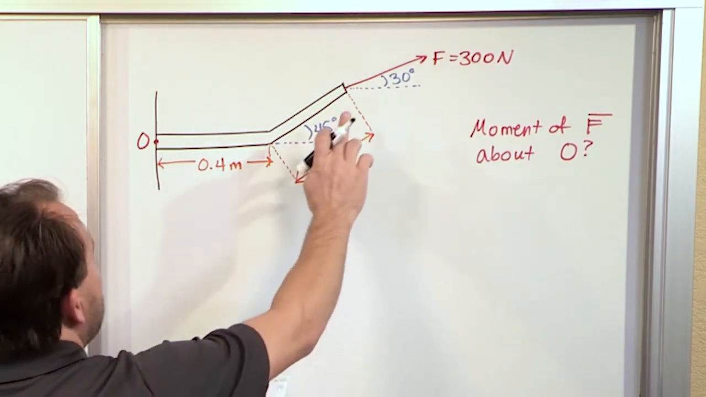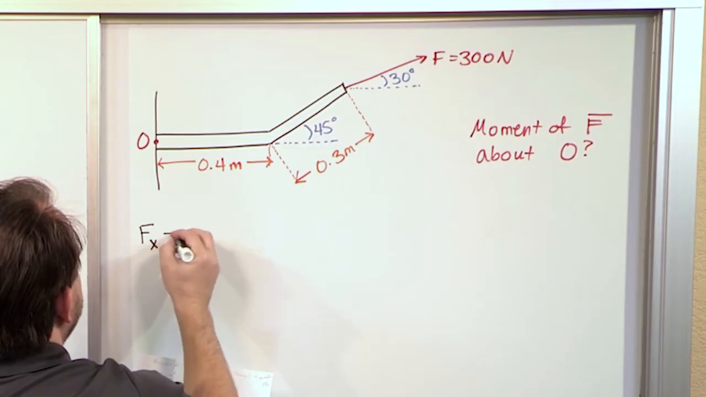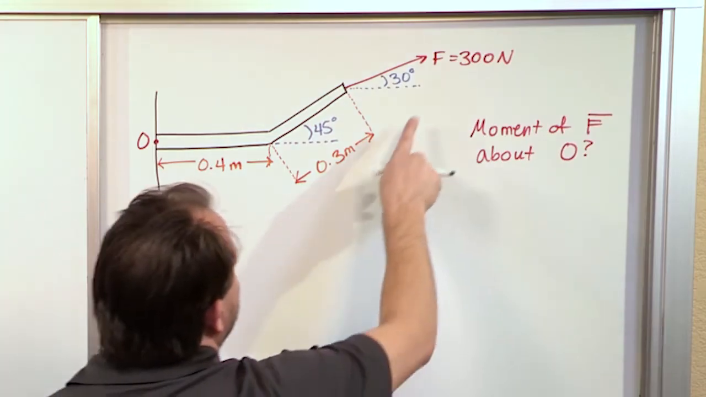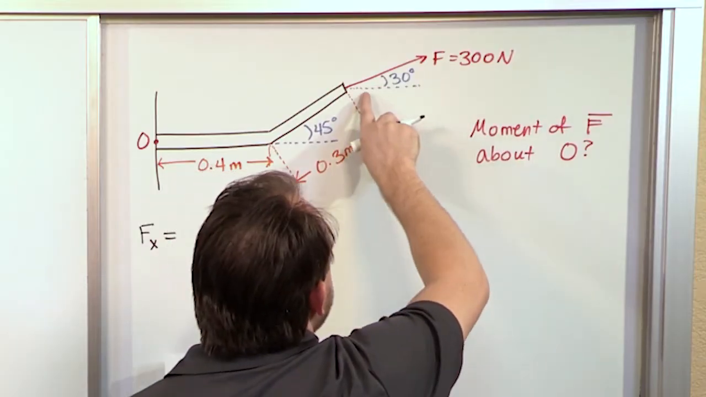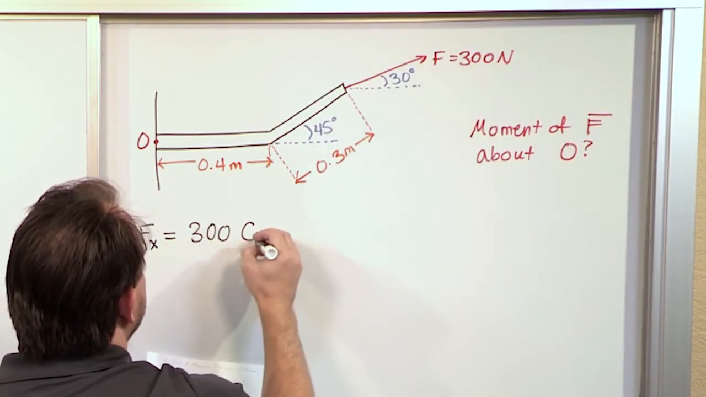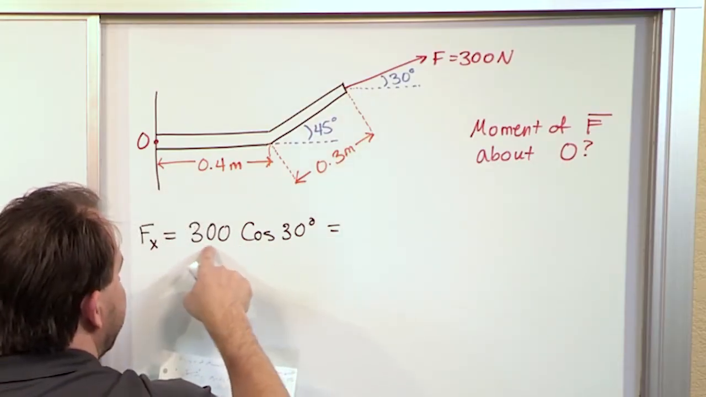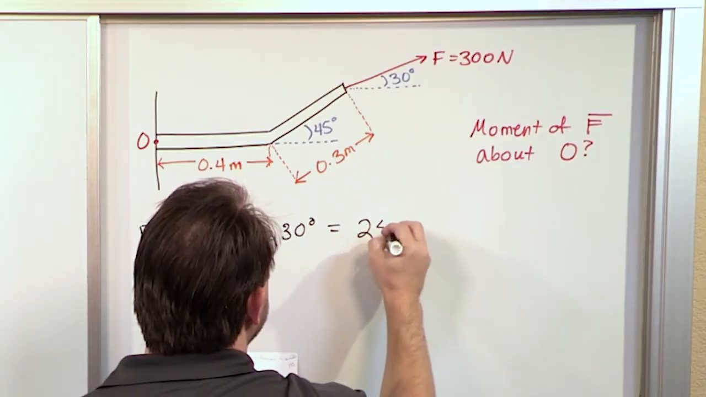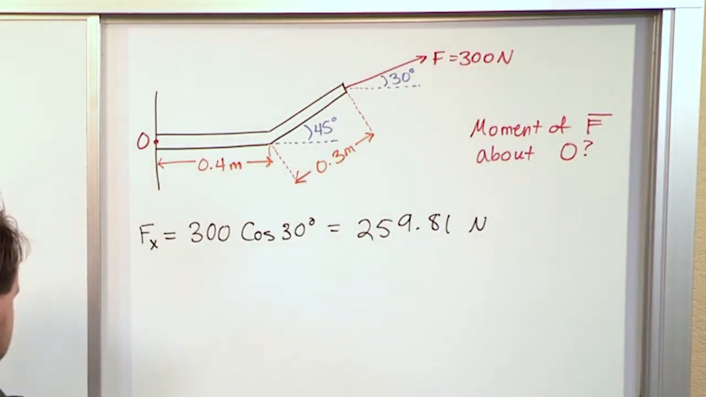All right, so what would be the x component of this force? We would call that F sub x. What's the x component of that force? Well, it's 300 cosine of 30. That's going to chop it down this direction, and it would be pointing in the positive x direction. So it would be 300 times the cosine of 30 degrees. And when you multiply 300 cosine 30, you get 259.81 newtons, because that's in newtons.